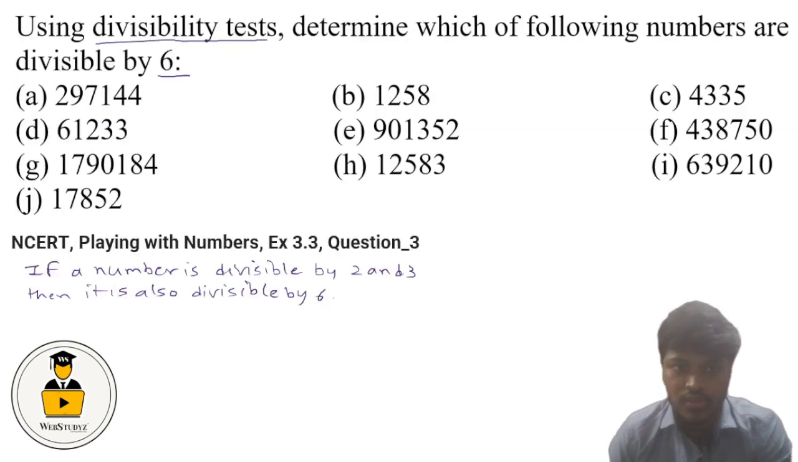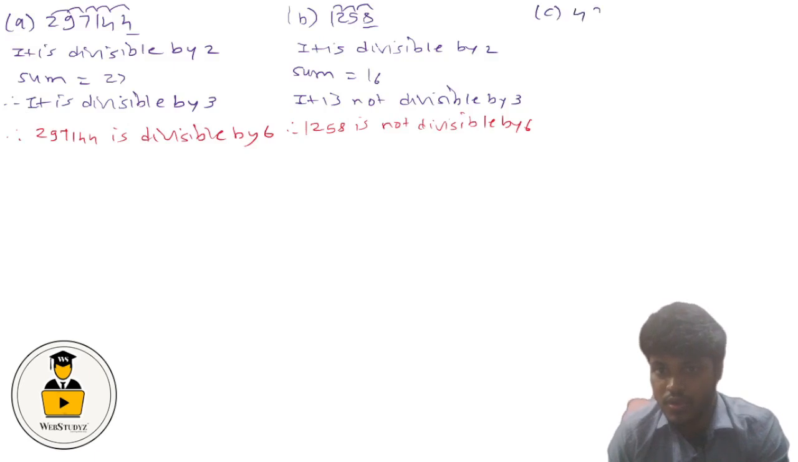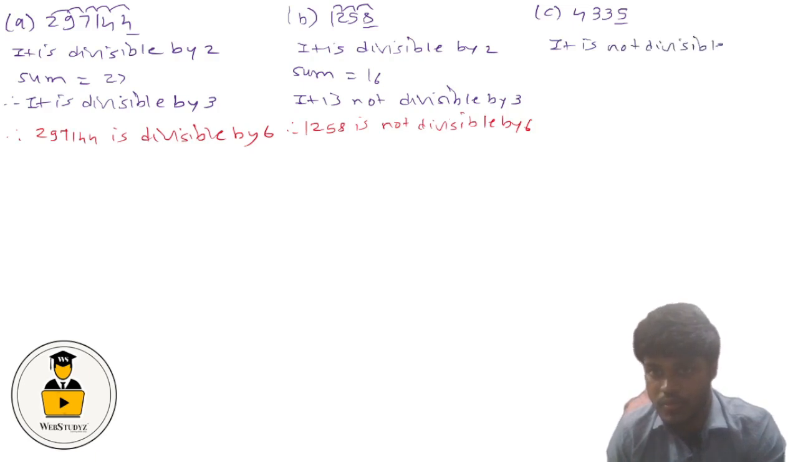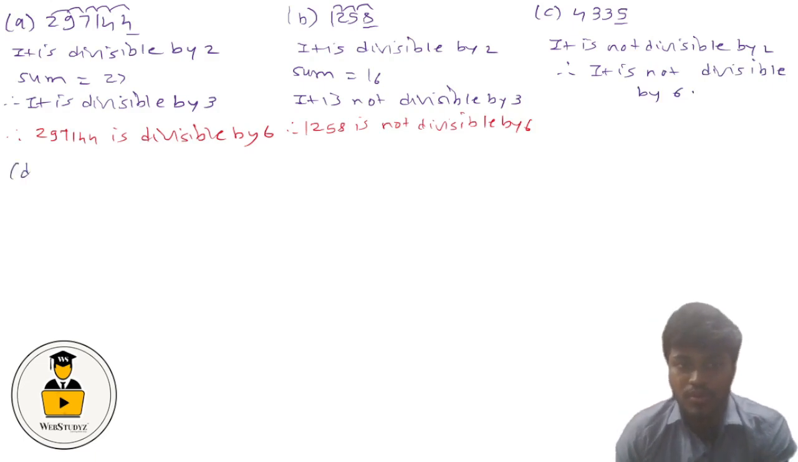Now the next number is 4335. Since the last digit here is 5, we can say that it is not divisible by 2. And since it is not divisible by 2, we don't have to check the divisibility by 3. We can directly say that it is not divisible by 6 also.